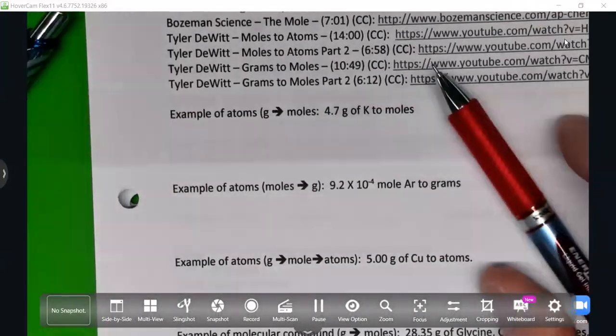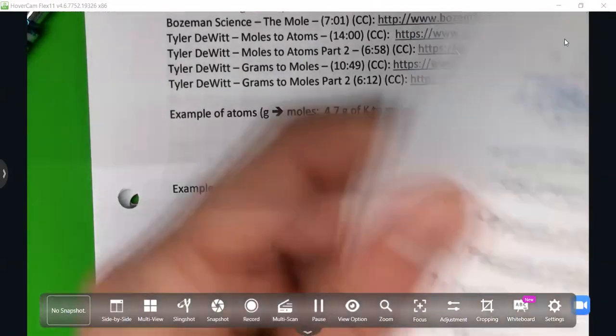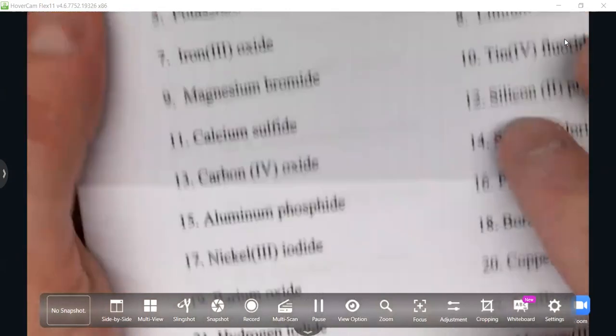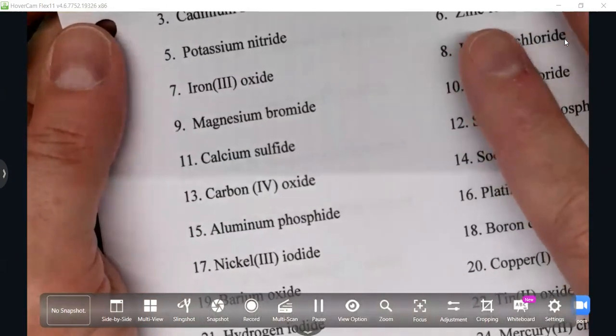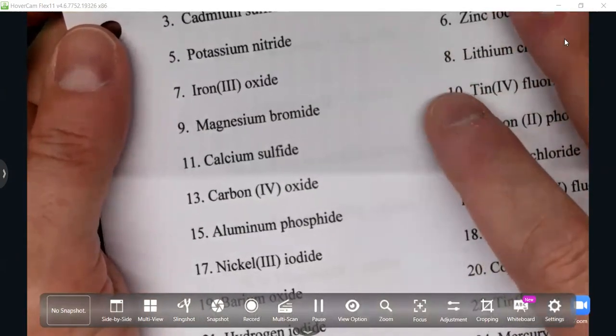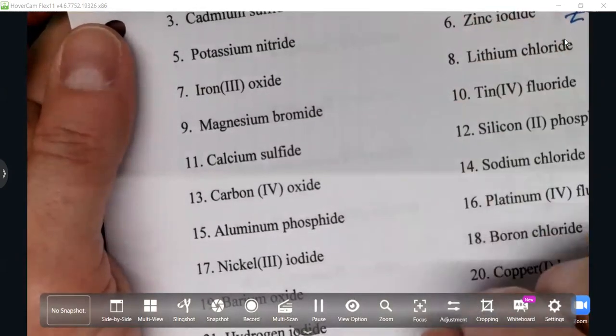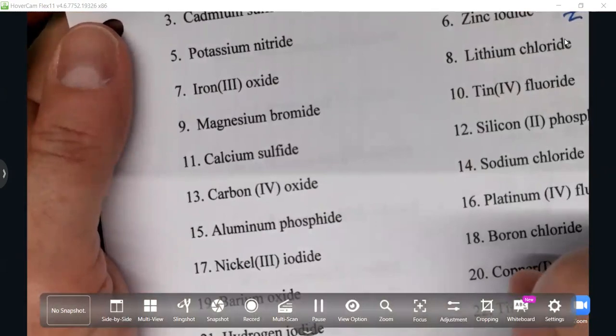So what we're going to do now is figure out some masses in moles, because later on we are going to take our formulas of compounds that you know how to write, identify what type of reactions we have, and then put the numbers to the reactions. Stoichiometry, right?